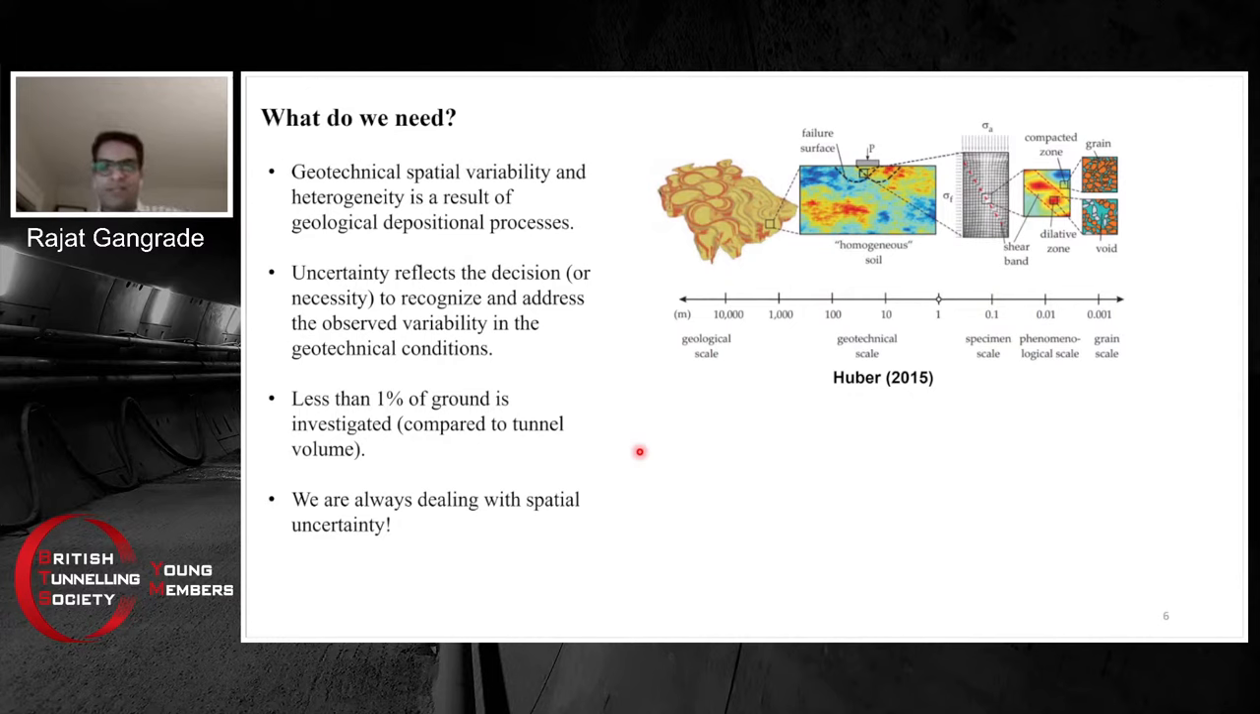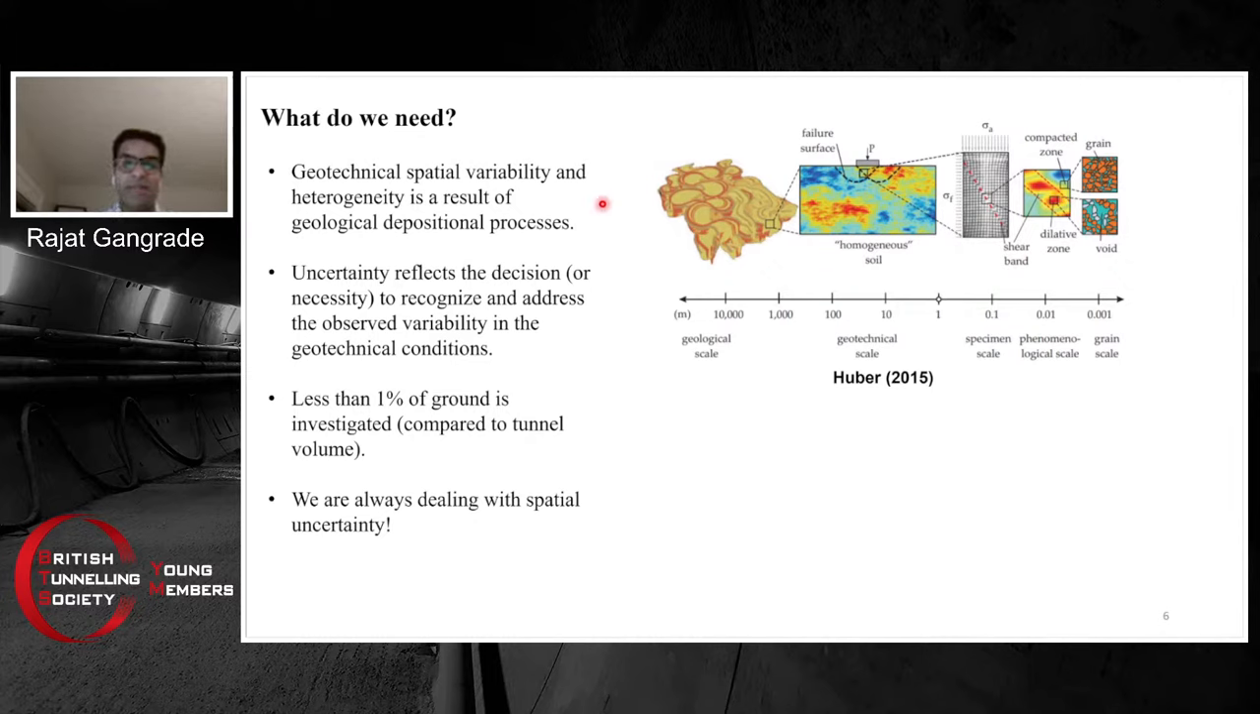So what do we need for this? We need to quantify the geotechnical spatial variability, and that can exist at different scales. We're looking at a geological scale over here. Between this, we can also look at city-wide scale, regional scale, and then we come to a specific geotechnical scale. You know, we have all looked at these 2D profiles, trying to have a bearing capacity assessment. There's a much smaller scale when it goes to specimen level, but we'll pretty much live in the zone of geotechnical scale for the rest of the presentation.